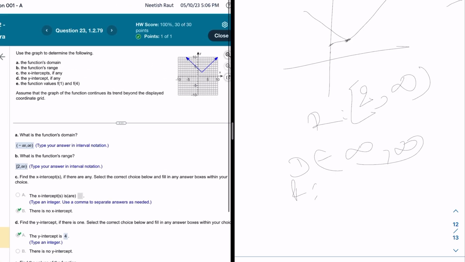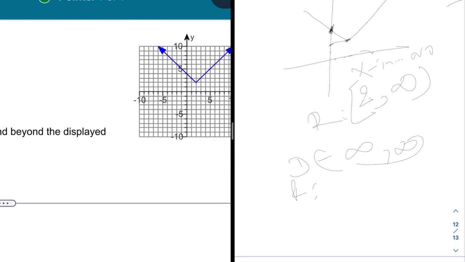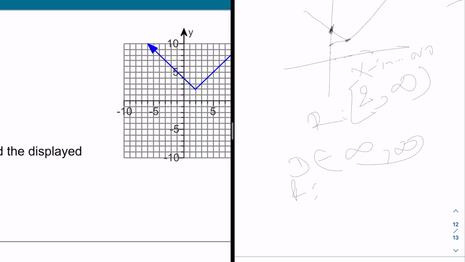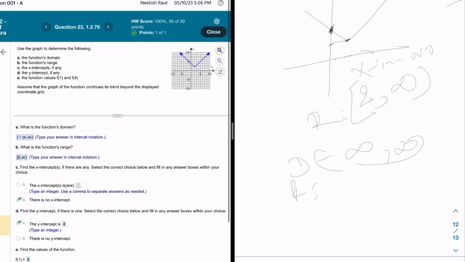Now find the x-intercept and then find the y-intercept. Now look at the value where y is 0. Do you have y is 0? No, so we don't have an x-intercept. So there is no x-intercept. Okay, so look at the y-axis and see where x is 0. X is 0 here. So look at the value, it's around 4, right? Yeah, 4. So our y-intercept is 4.